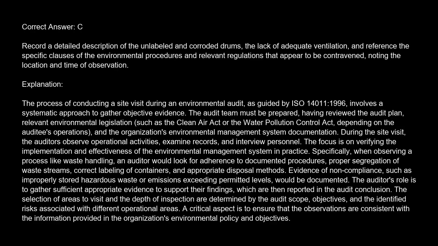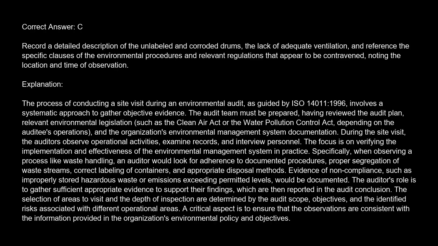Specifically, when observing a process like waste handling, an auditor would look for adherence to documented procedures, proper segregation of waste streams, correct labeling of containers, and appropriate disposal methods. Evidence of noncompliance, such as improperly stored hazardous waste or emissions exceeding permitted levels, would be documented. The auditor's role is to gather sufficient appropriate evidence to support their findings, which are then reported in the audit conclusion. The selection of areas to visit and the depth of inspection are determined by the audit scope, objectives, and the identified risks associated with different operational areas.